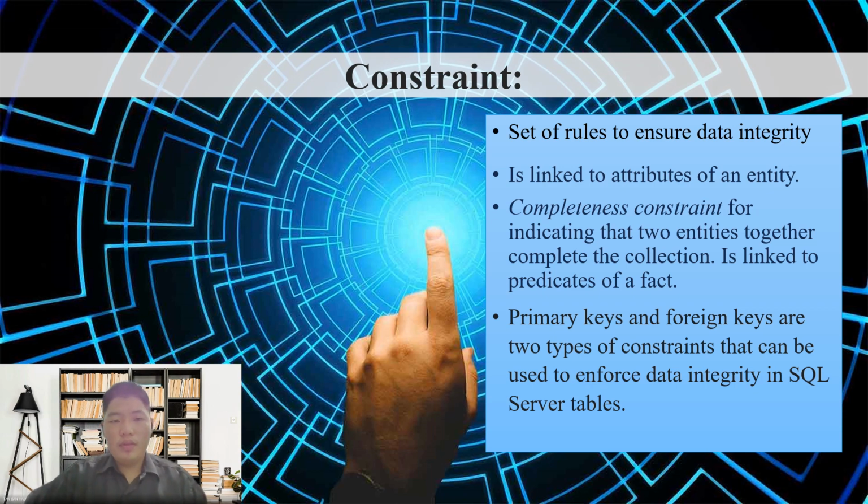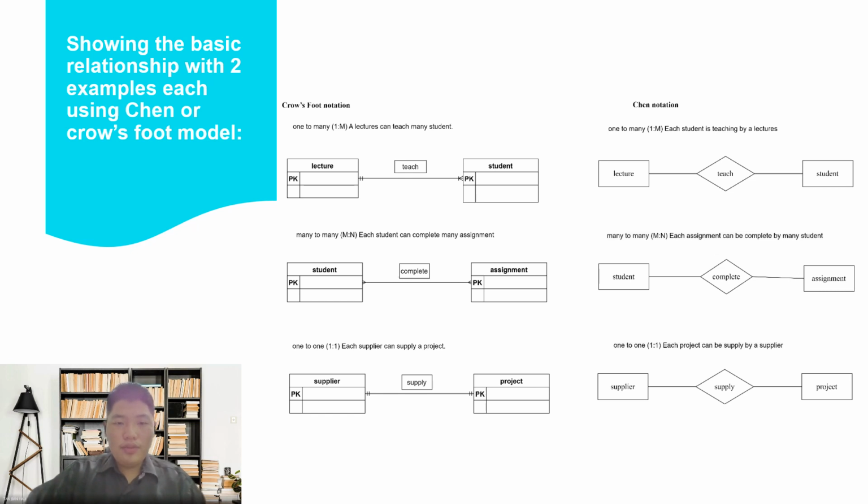Now, showing the basic relationships with two examples, each using the chain or Crowfoot model. The first one, Crowfoot notation. One-to-many relationship. A lecturer can teach many students. The second one, many-to-many relationship. Each student can complete many assignments. The third one, one-to-one relationship. Each supplier can supply a project.